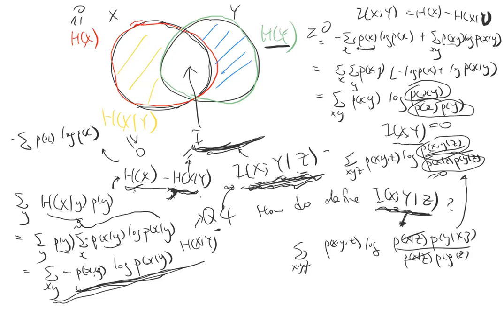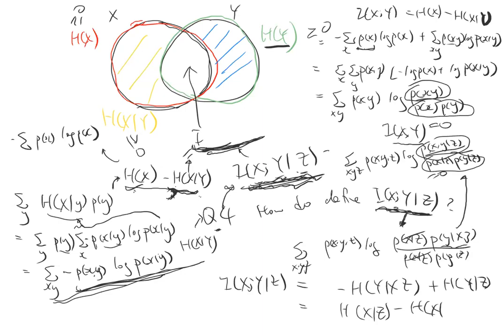Then if I look at the one above, it's equal to minus H(y given x,z), and the one below is equal to plus H(y given z). Yes. So one correct answer is that: I(x;y given z) is defined as something like that. Or I can flip the order and write it as H(x given z) minus H(x given y,z).